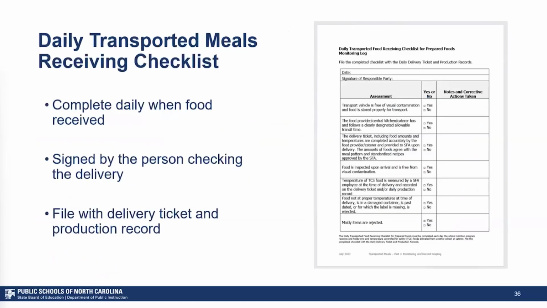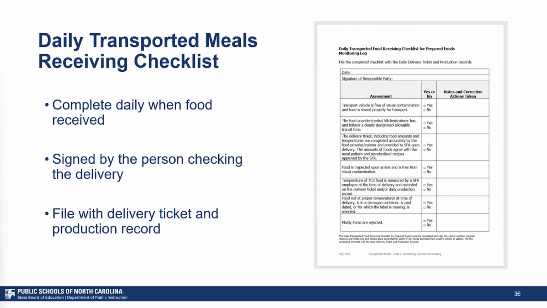The daily transported food receiving checklist for prepared foods must be completed each day the school nutrition program receives and holds time and temperature control for safety, or TCS, foods that are delivered from another school or caterer. Review the list of questions and mark yes or no for each one. If no is marked, include the corrective action taken in the last column. You can also include any notes in this column.